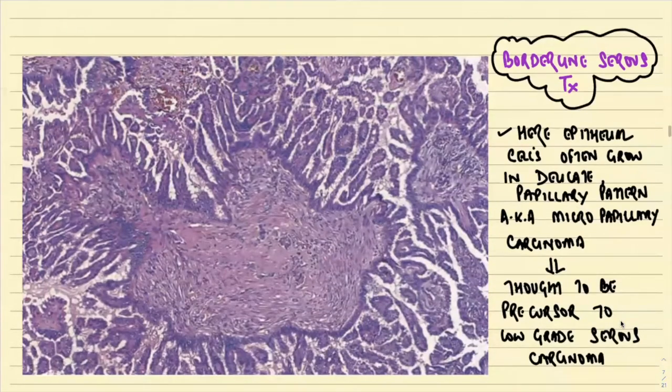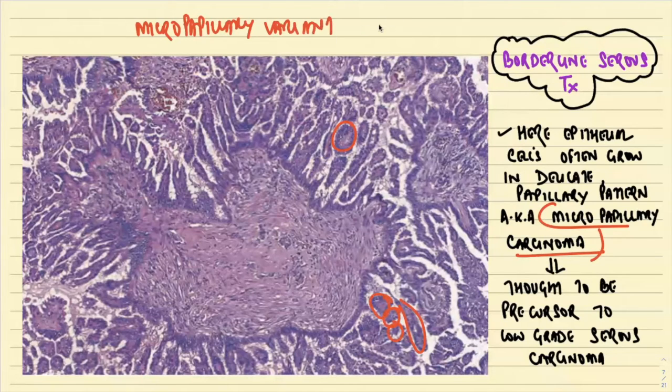Now this is again a borderline serous tumor, but this is the micropapillary variant. This is also called the micropapillary variant because the papillae are very small. They are very, very small in nature and they are elongated. Now it is believed that this micropapillary variant is quite intermediate between the borderline serous tumor and low-grade serous carcinoma.